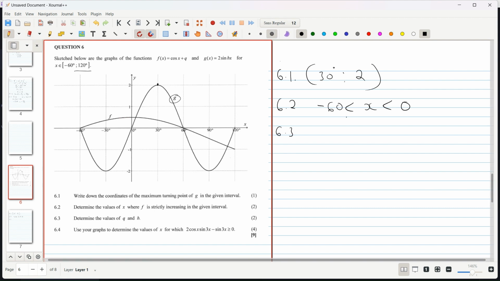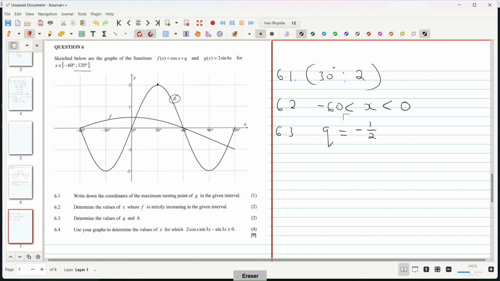So here we can see it has gone down, right? It has gone down to a half. So this is half here. You can see it's half. So it has been shifted down half units, right? It has been shifted down half units. So since it has been shifted down, our value for q will be negative half, because this graph is being shifted down negative half units.